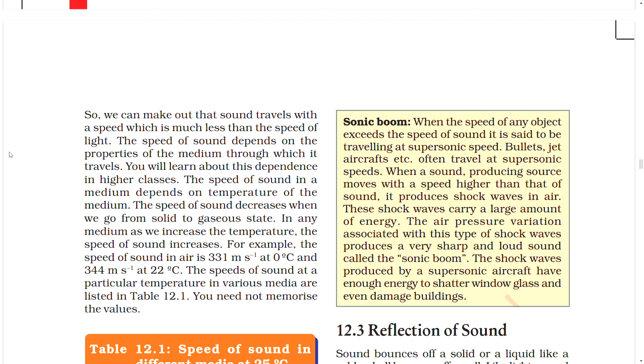The speed of sound decreases when we go from solid to gaseous state in any medium. As we increase the temperature, the speed of sound increases. For example, the speed of sound in air is 331 m/s at 0 degrees Celsius and 344 m/s at 22 degrees Celsius. The speeds of sound at a particular temperature in various media are listed in the table. You need not memorize the values.